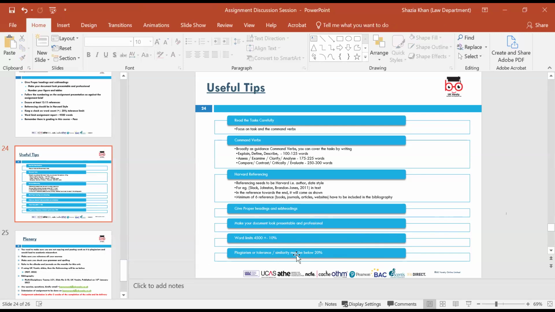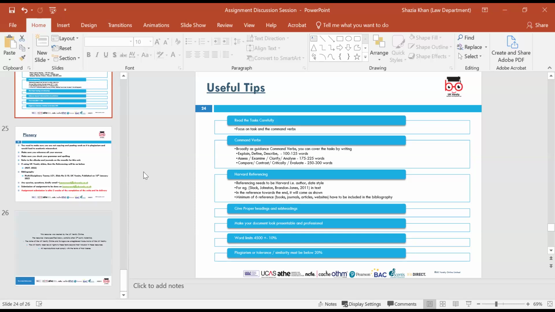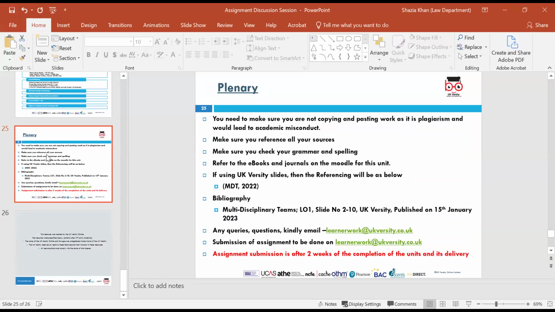Plagiarism tolerance similarity must be below 20%, must be, because it will come up as plagiarized through AI then. So you need to make sure you are following the policy, okay? Disciplinary, you need to make sure you are not copying and pasting, it's academic misconduct. You need to make sure you're not doing anything like that. Again, reiterating things I've repeated, make sure you reference all your sources, make sure you check your grammar and spelling and avoid using American grammar and spelling, which we've realized that some students tend to refer to the American style.